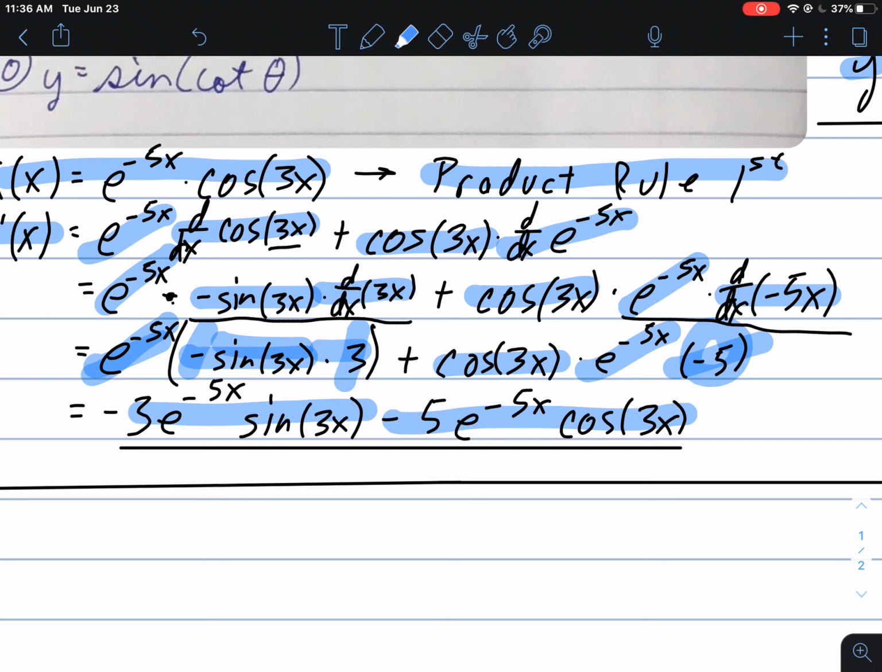But the step above, if you left it like that, I'd take a point off for that. I'd say, look, clean that up. Bring those constants to the front. Bring those negatives to the front. That kind of thing.